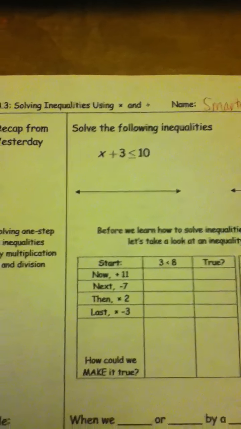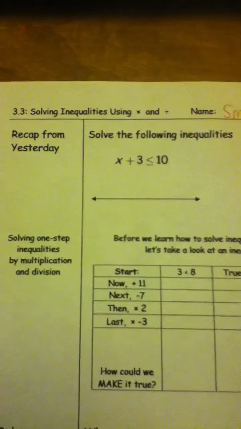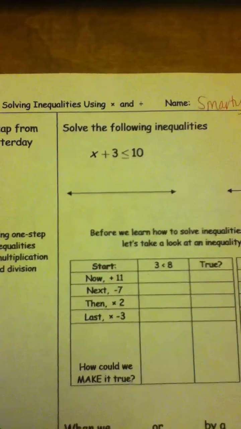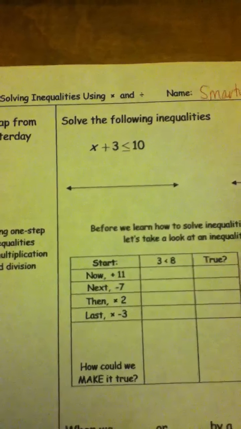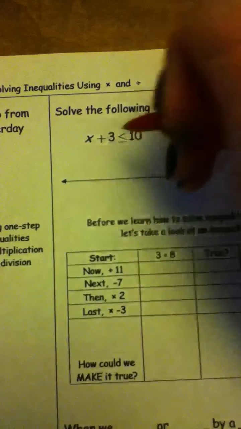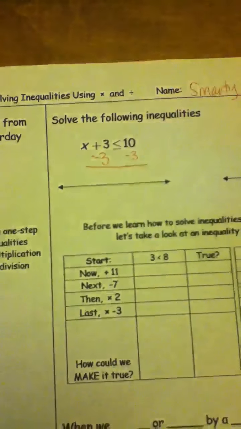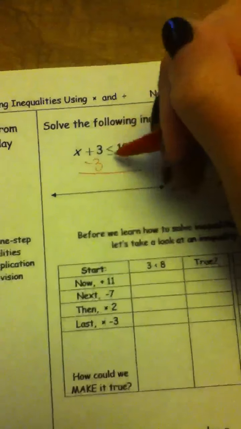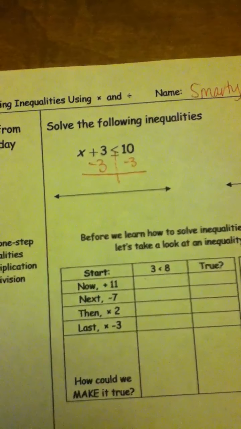Okay, so warm up recap from yesterday. Not really yesterday, but we're solving either by adding or subtracting. So we've got x plus 3. We want to get rid of that plus 3, so we are going to need to subtract 3 from both sides. Now if you want, you can draw that dividing line down to show the separation.